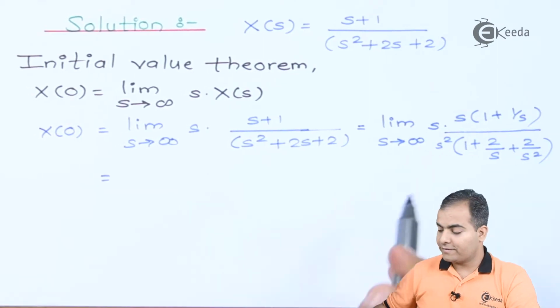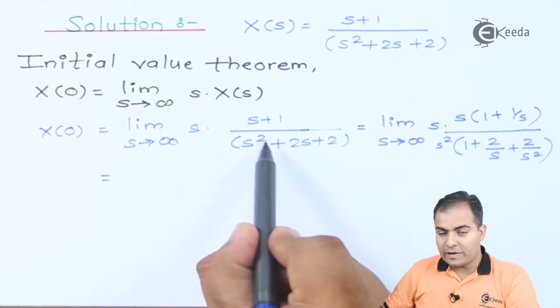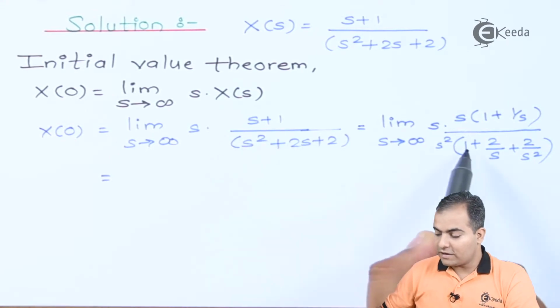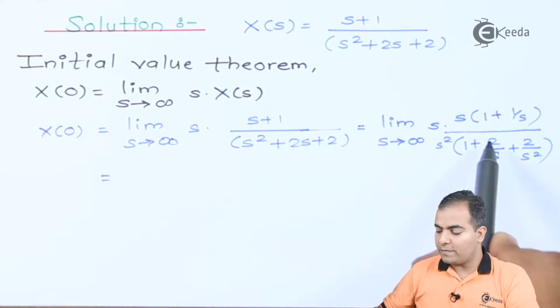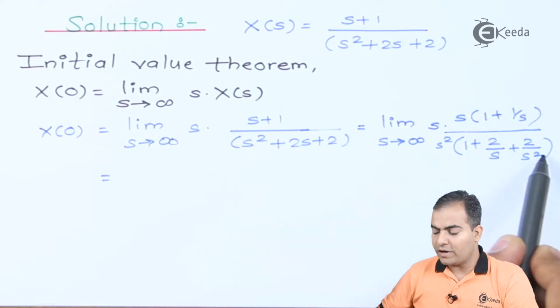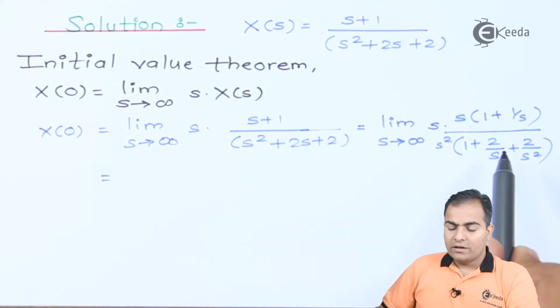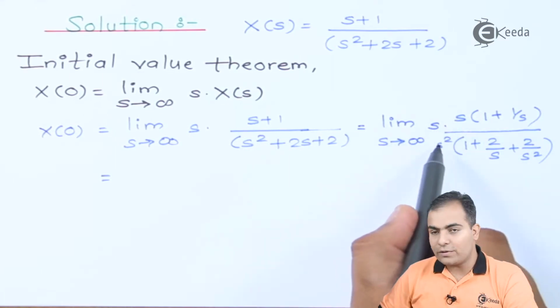So, what do you have? If I take s square common from the denominator, this term will be replaced by 1, and that's what I have written over here. And here we have only a single s. So, this 2 will be divided by s. And this 2 is a constant, so we have to divide it by s square. Now, you can say that s into s becomes s square. And this s square gets cancelled.